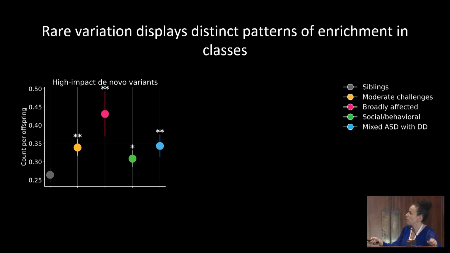I won't show you the common variants. I'm happy to show it to you later if you're interested. But for the rare variants, one is the similarity. Not surprisingly, the community knew this. De novo rare variants of high impact are enriched in every subclass, so that is true.